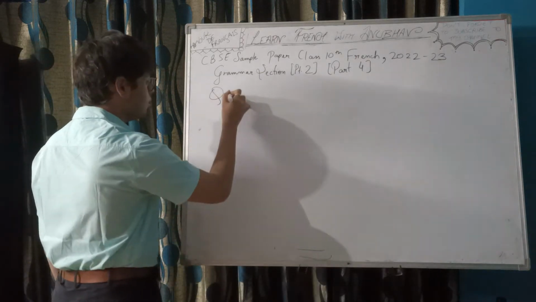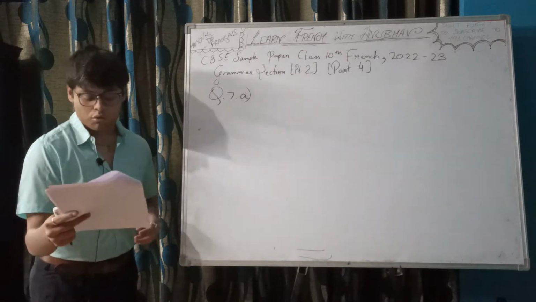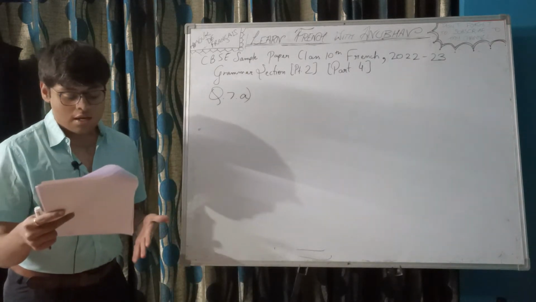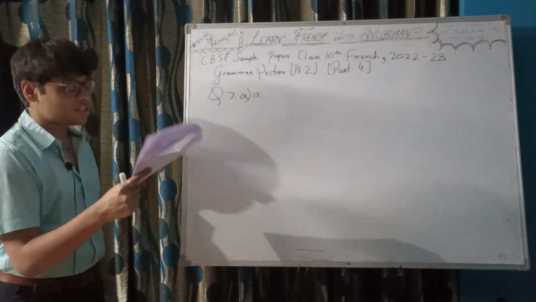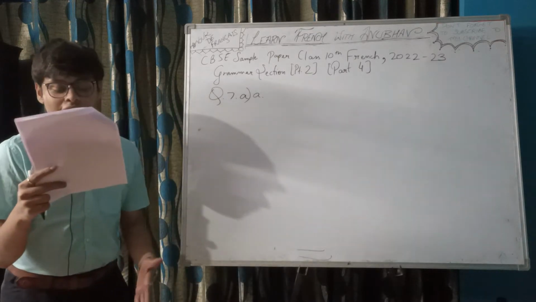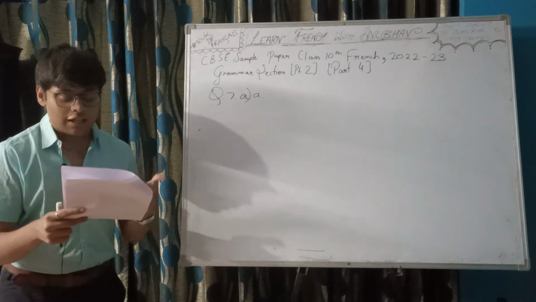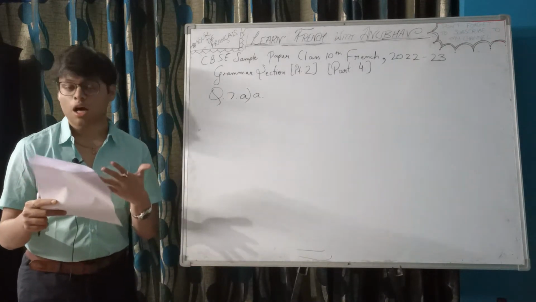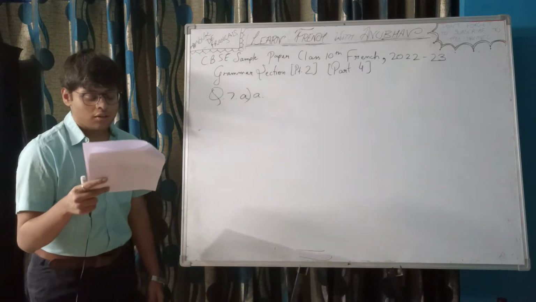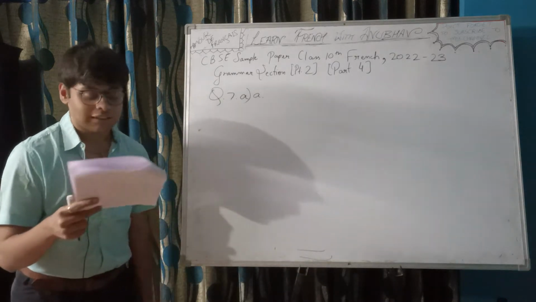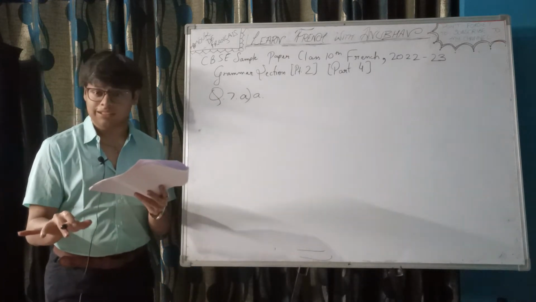First one, we are starting to discuss the answers. Question number 7, A part, 7A. That's how the questions are numbered. So first is, Avez-vous terminé dash travail? One more thing I would like to make clear: in a blank, there could be more than one answer possible as well. But we will be discussing one answer each, the best answer. And in a few cases, there's only one answer possible.